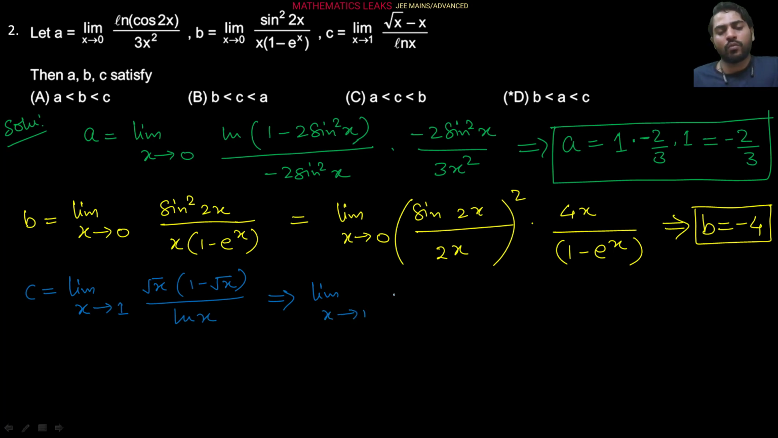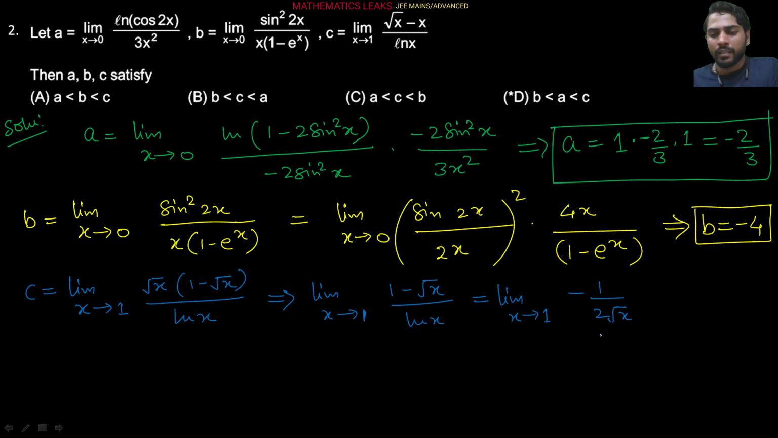x tends to 1, (1 minus root x) upon ln x, right? So from here it is coming in the 0 by 0 form, so easily we can apply L'Hospital rule, correct? When we are applying L'Hospital rule, the numerator differentiation: 1 differentiation is 0, minus root x differentiation is 1 by 2 root x, right?